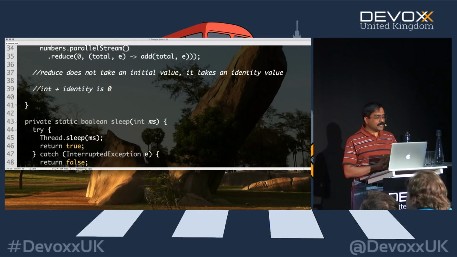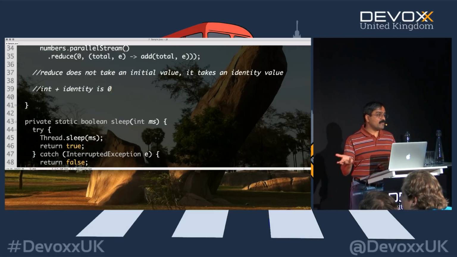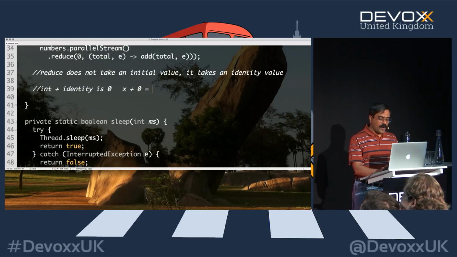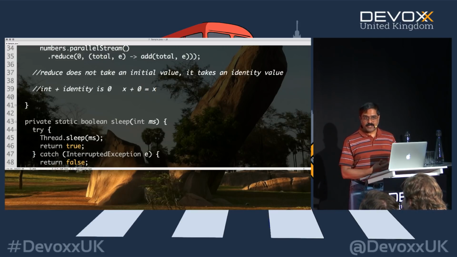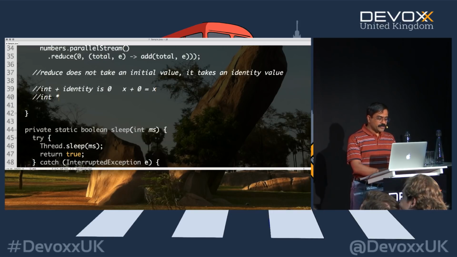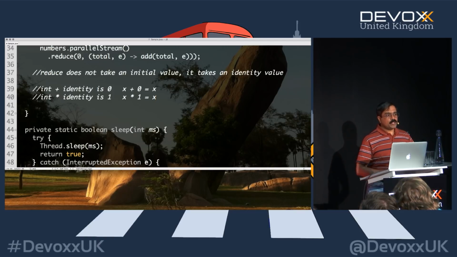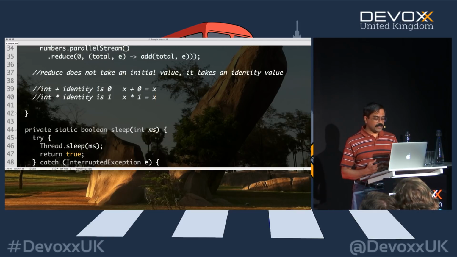So what is an identity value? It's a value that, when performed with an operation, will give you whatever value you operated on. For example, x plus 0 is always x, so that makes 0 an identity value for sum. Similarly, for integer star or multiplication, identity is 1, because we know that x times 1 is always x. So in other words, we need to understand what an identity value is.